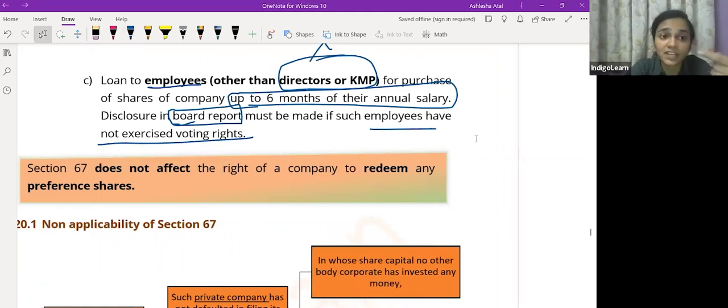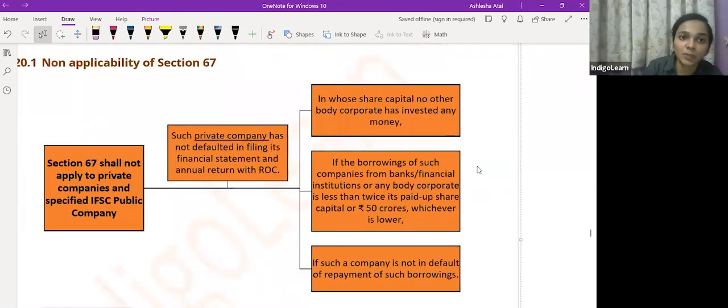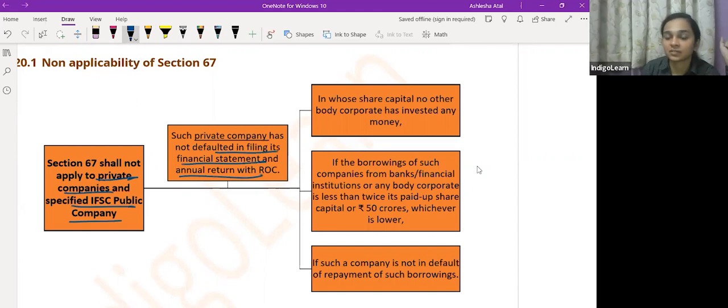But abhi, if you talk of section 67 now, this section will not be applicable in case of a private company if that private company complies with certain conditions. So this section 67 will not be applicable or shall not apply to private companies and specified IFSC public companies if these conditions are complied with. If the private company has not made a default in filing financial statements and annual return. So section 92 talks of annual return, उसका default नहीं होना चाहिए, and section 134 जो financial statements की बात करता है उसका default नहीं होना चाहिए.